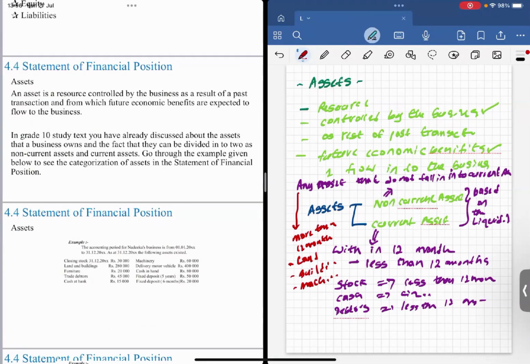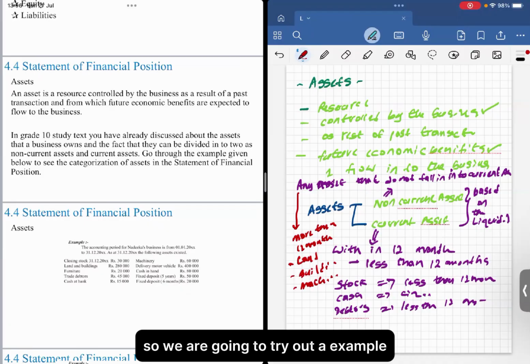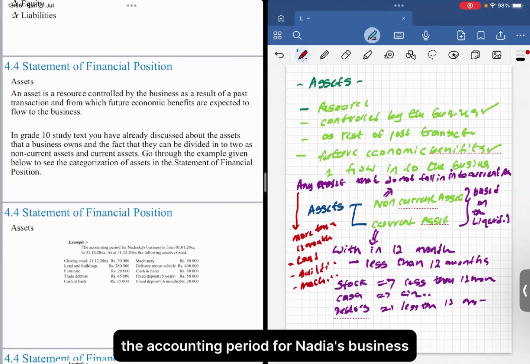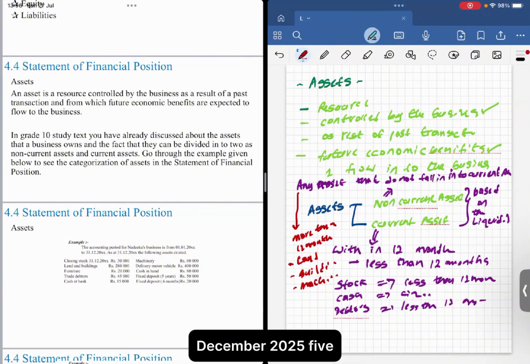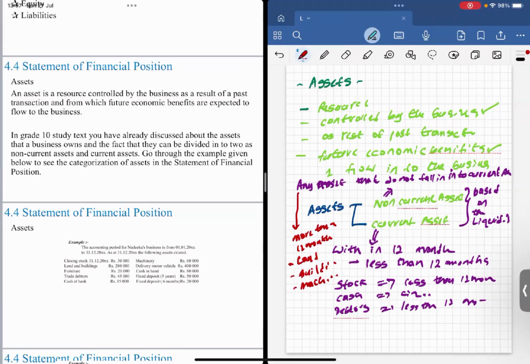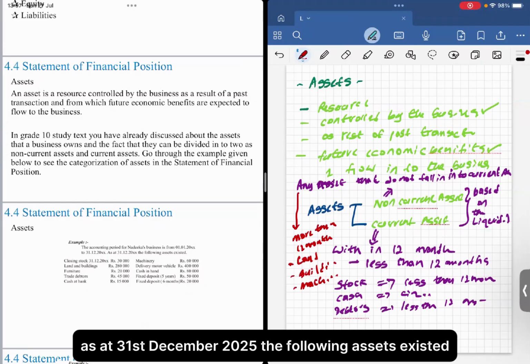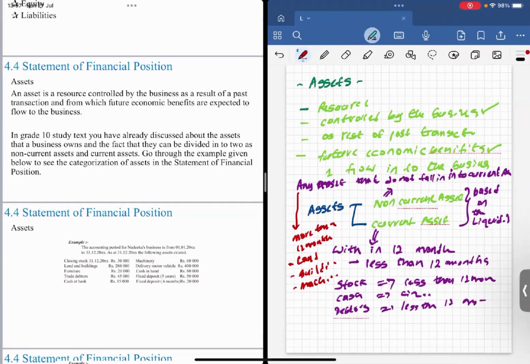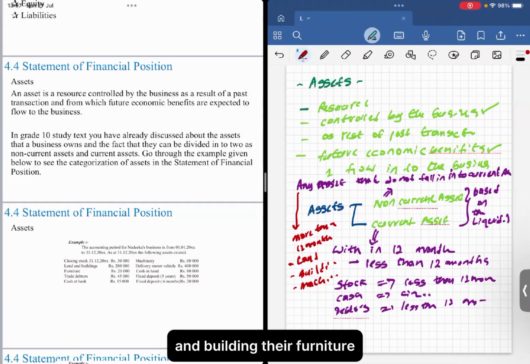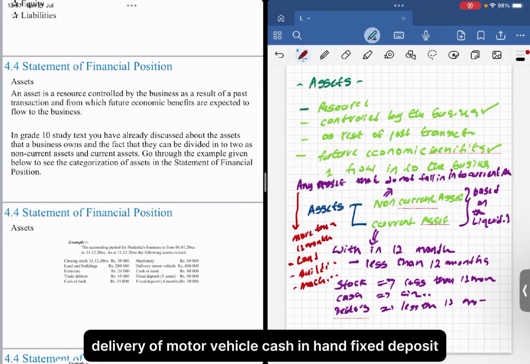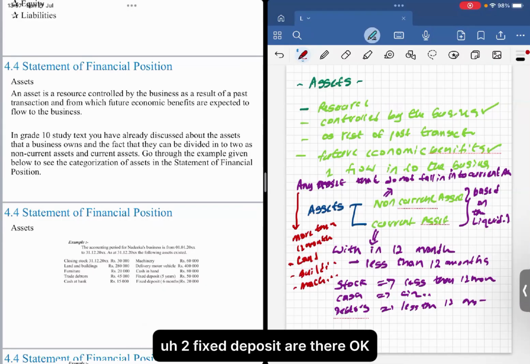Okay, so we are going to try out an example. The accounting period for Nadika's business is from the 1st of January 2025 to 31st December 2025. As at 31st December 2025, the following assets existed: closing stock, land and building, furniture, trade debtors, cash, machinery, delivery motor vehicle, cash in hand, and fixed deposit. Two fixed deposits are there.